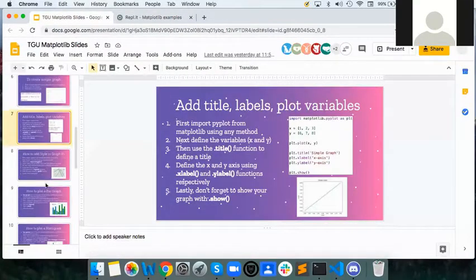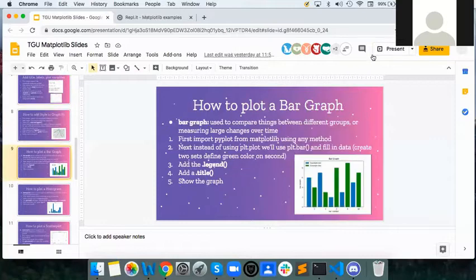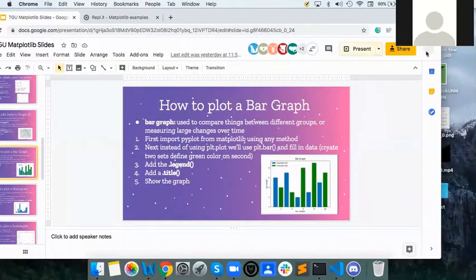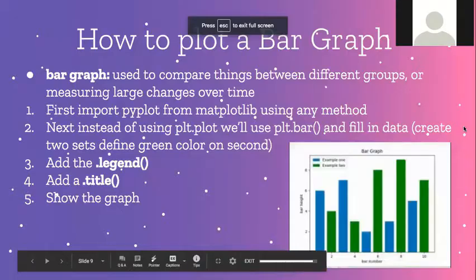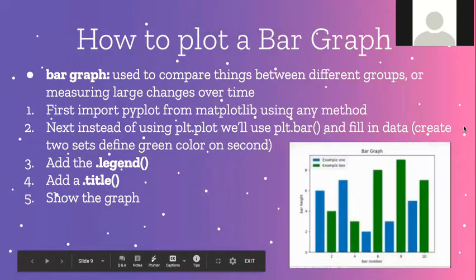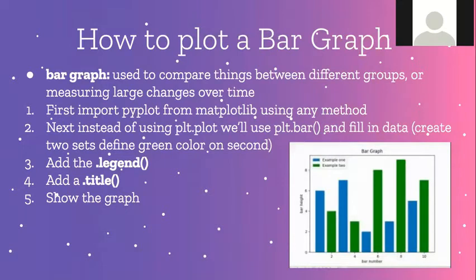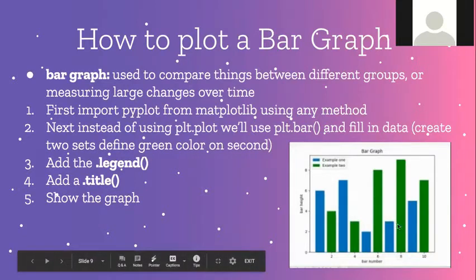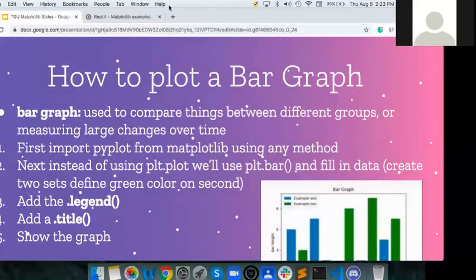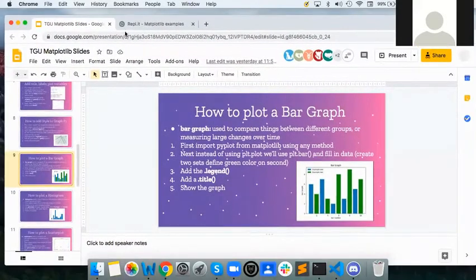So to do this, we need to understand what bar graphs are. Bar graphs are used to compare things between different groups. As you can see, this is actually the example that we're going to plot, but this is an example of a bar graph. You've probably seen this before. It has an x-axis and a y-axis, and it's usually good for graphing categorical data. And now we can just move on to an example.